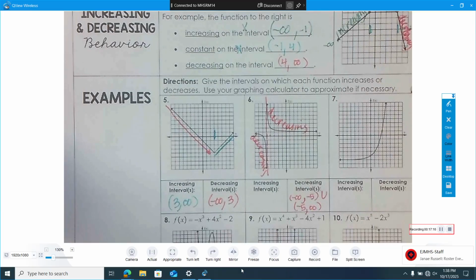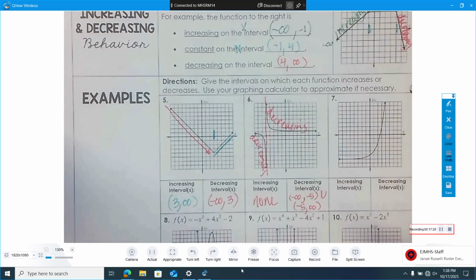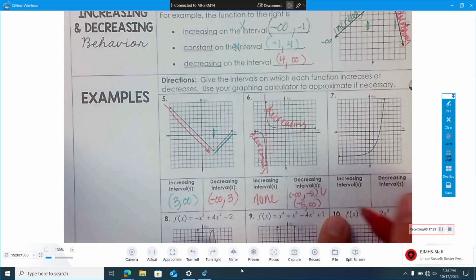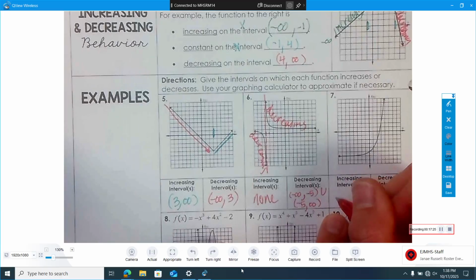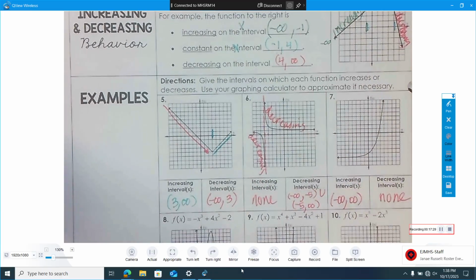What about number 7? Just increasing. Increasing from negative infinity to positive infinity. There is no decreasing interval.